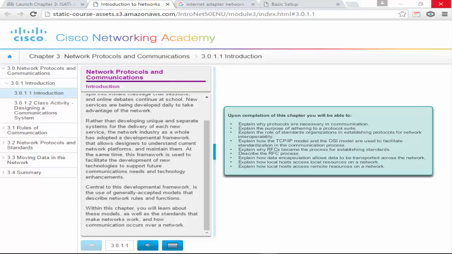Alright, here we go. CCNA1, Chapter 3, Network Protocols and Communications.